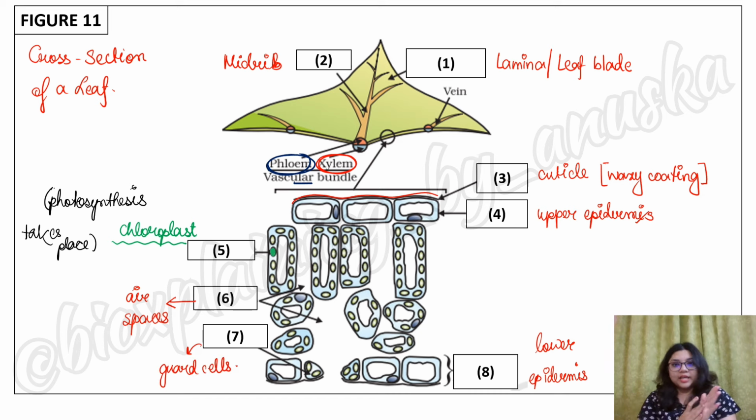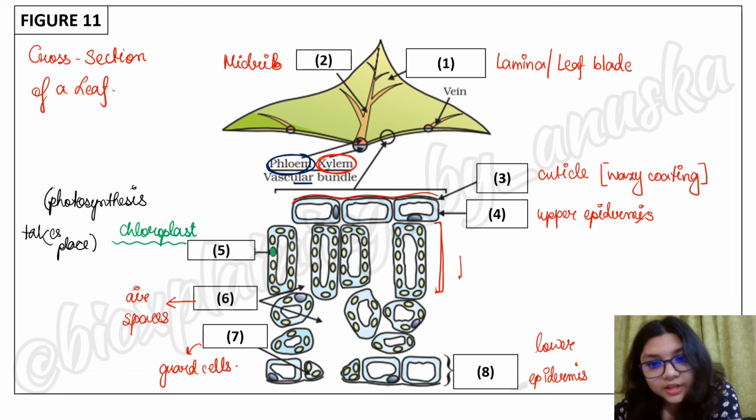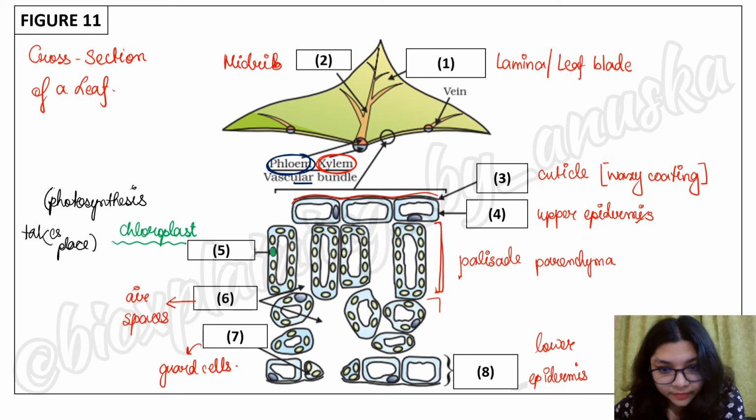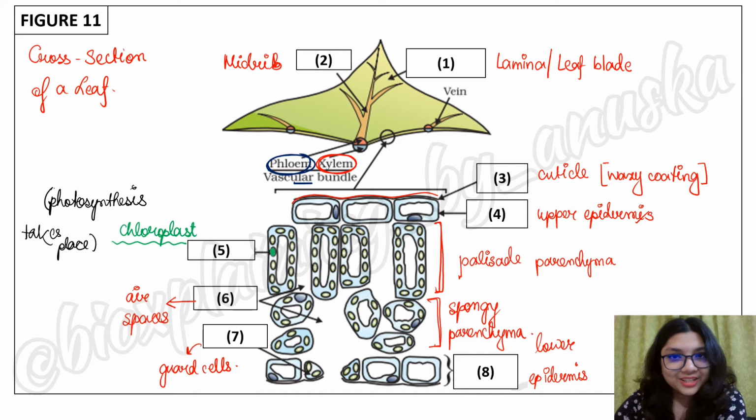One thing understand guys, it's not given in your NCERT, but these layers in between, these rectangular cells, first of all, what are these? These are your palisade parenchyma. These are a type of parenchyma cells, palisade parenchyma. And the next layer that you have, this is the spongy parenchyma. Okay, so I guess all the parts of the cross section of a leaf are clear to all of you.